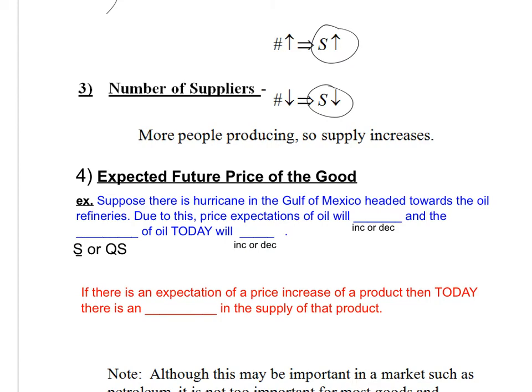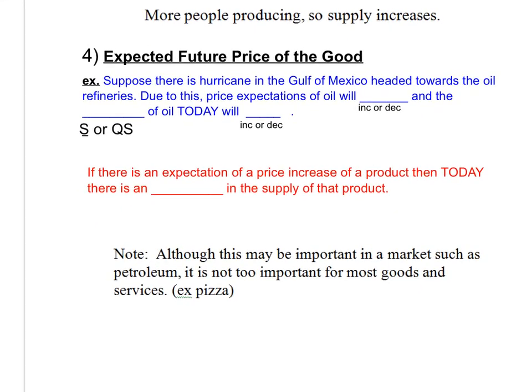Expected future price is actually more important on this side than it was on the demand side. Once again, it's not the price today, it's the expected future price. Suppose there's a hurricane in the Gulf of Mexico heading to the oil refineries. What do you think is going to happen to the price of oil? Well, from our experiences here in Florida, clearly we expect prices to increase. That's not the price today, it's price expectation. I think, you're the supplier, you have a product you're going to sell.